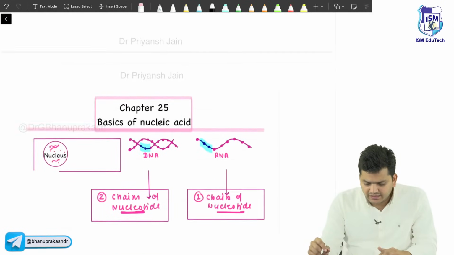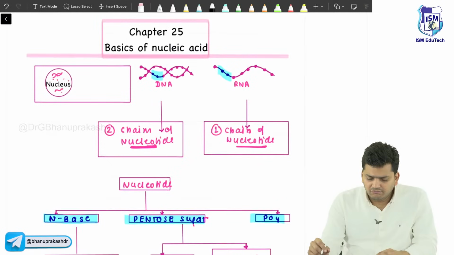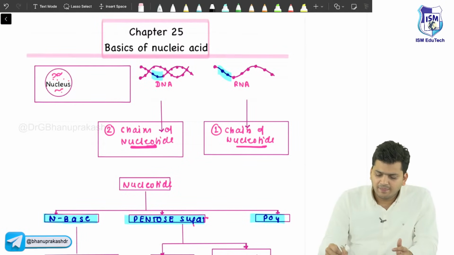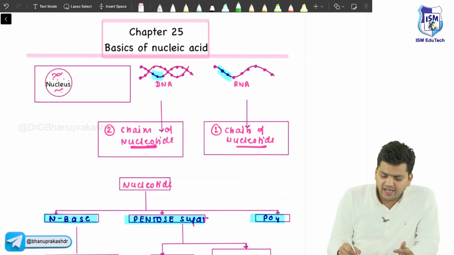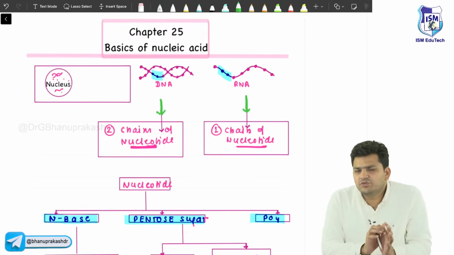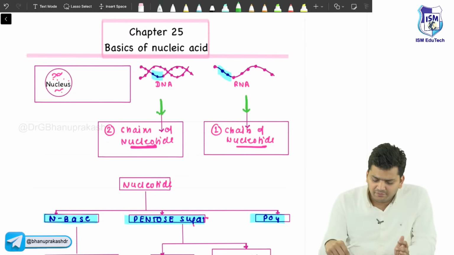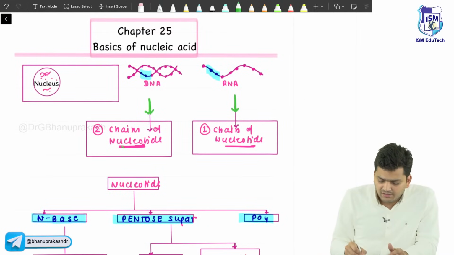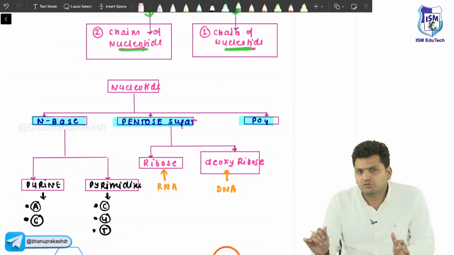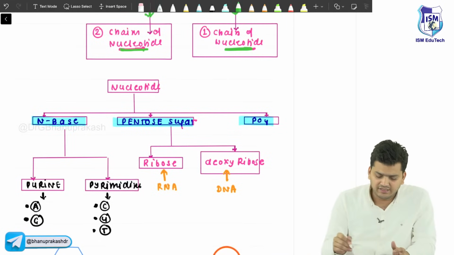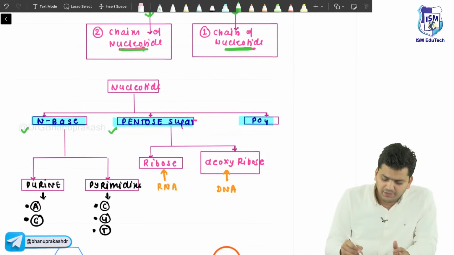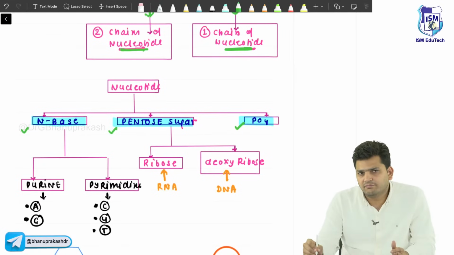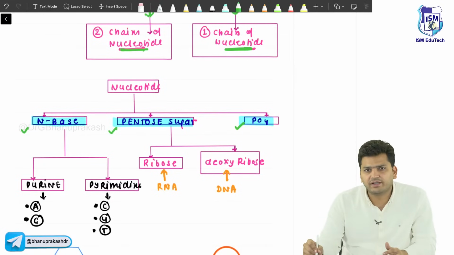Done. The next is the nucleic acids. When it comes to nucleic acid, we have the DNA and the RNA. Whether you see a DNA or RNA, they are chains of nucleotides. So we need to understand what is the meaning of nucleotide. Nucleotide is basically made up of three things. It is made up of nitrogen base, pentose sugar, and phosphate.